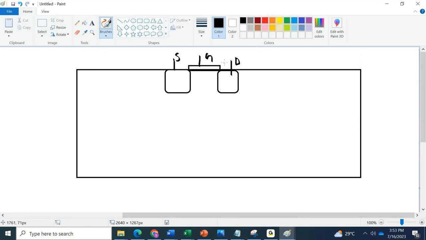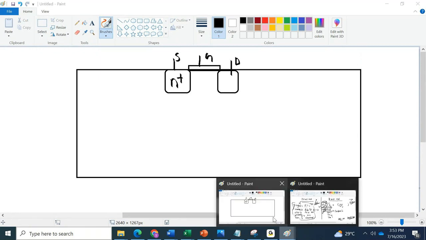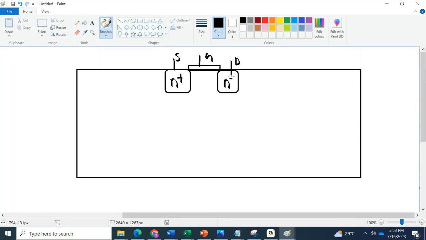So NMOS. This is just naming, because in real time this type will be used. You can call it P-well or P substrate. Generally the naming will be P substrate. You can call it P-well also. This is the oxide layer, and inside it, it is situated.